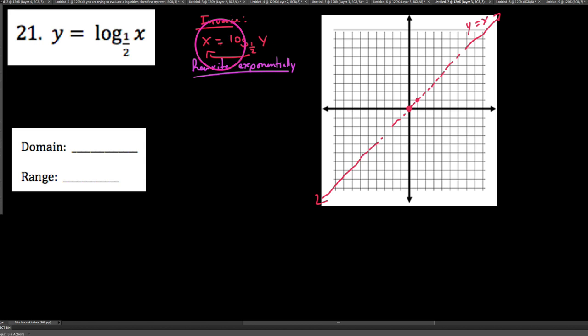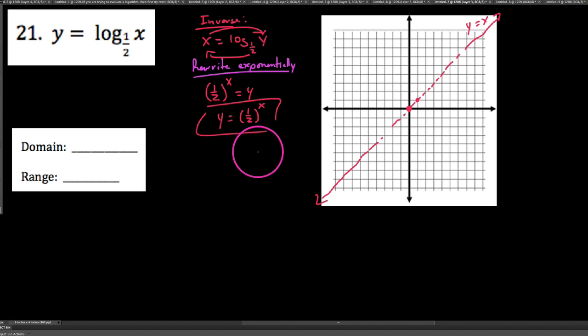Using our little circular remembering method here, 1/2 is the base. We say 1/2 to the power of x is equal to y. I'm just going to clean this up a little bit here. This is the same thing as y equals 1/2 to the x. If we were to graph this exponential model, what we know about exponential growth or decay functions is that they have an asymptote on the x-axis. So I'm going to start by putting that in: y equals 0.